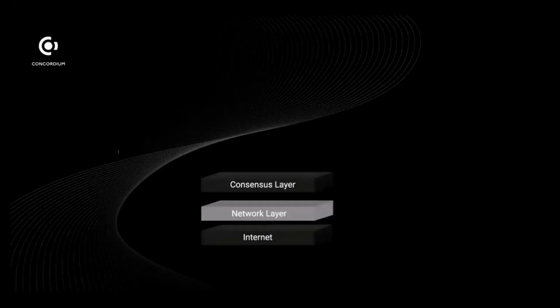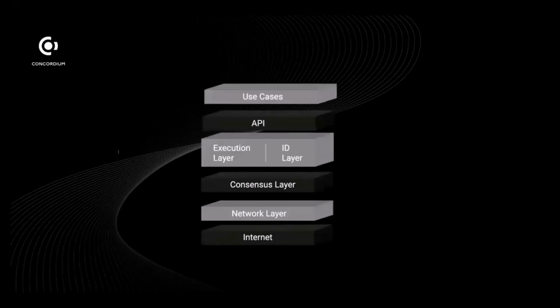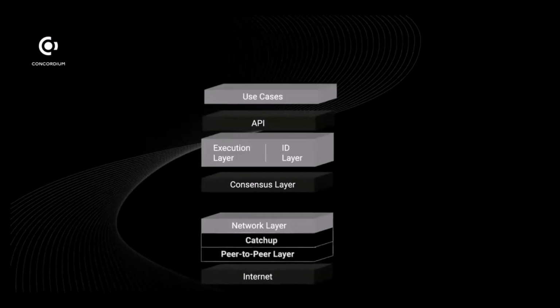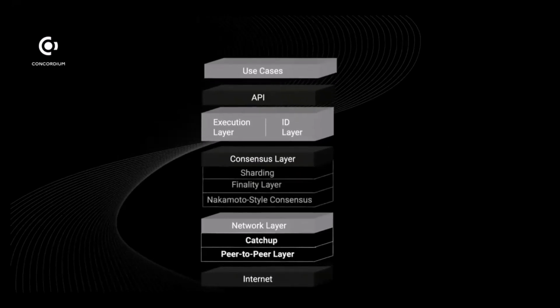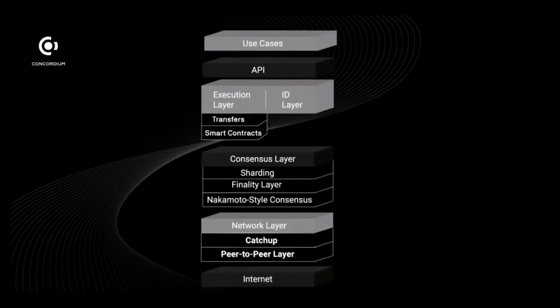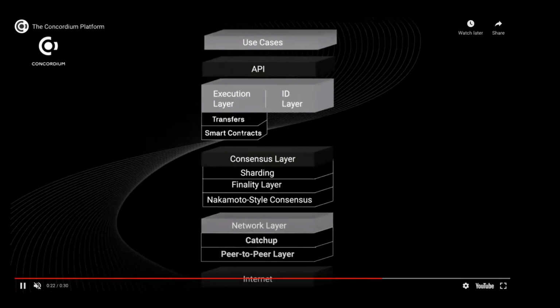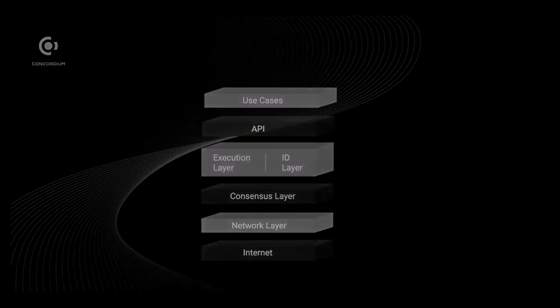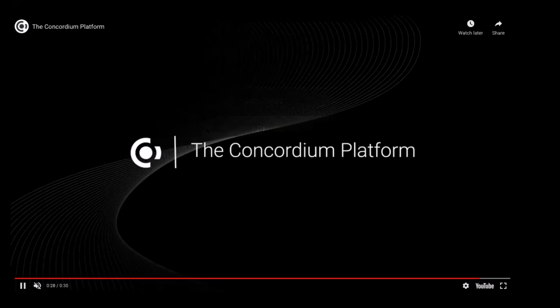So we have the internet layer, the network layer, the consensus layer, and of course the execution layer along with the ID layer. And on top of that is the APIs, which connects to the use cases. So here in the consensus layer, we have sharding, the finality layer, and of course the Nakamoto style consensus. And of course the smart contracts and transfers happen in the execution layer and the ID layer. So this all together forms the whole stack. And that's how Concordium works.